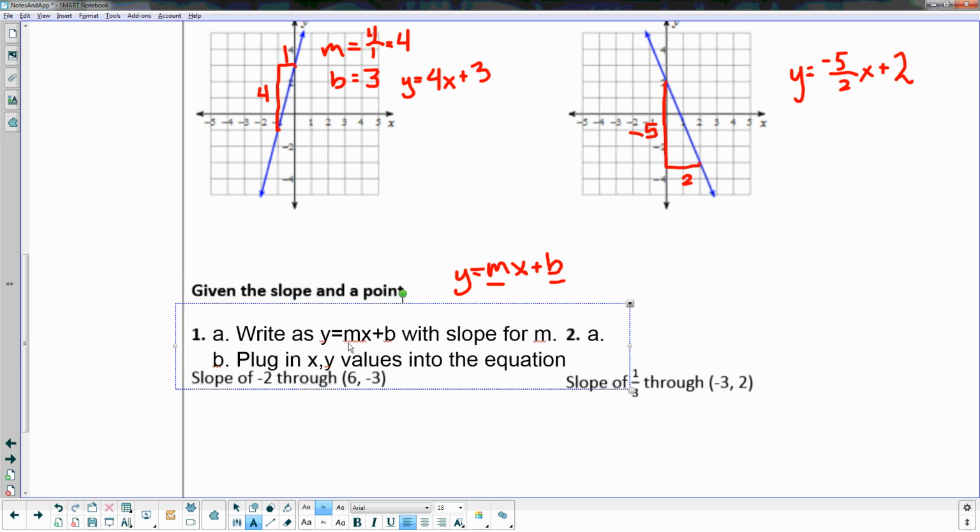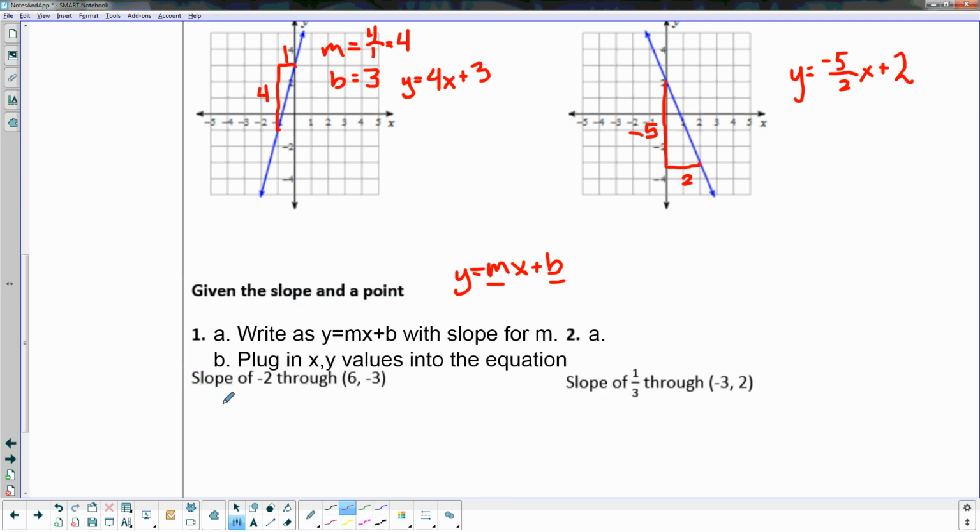Step 2A, so after I've plugged in my x and y values, let's at least get through that part right now. So step 1A, I want to write it as y equals mx plus b with my slope in for m, so negative 2x plus b. And then I want to plug in my x and y values into the equation. So since my y is negative 3, I'm going to say negative 3 equals negative 2. Oops. That needs to be a negative 2. Let's just rewrite all that. Negative 3 equals negative 2 times 6, because that's what x is, plus b.